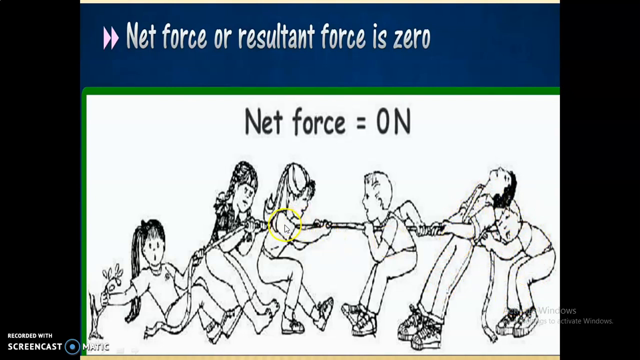Then we can assume that these girls here are pulling with a total sum of 15 Newton, 5 Newton, 5 Newton, 5 Newton. Nobody will win. It totally means that the forces applied by the boys will cancel out the forces applied by the girls. Thus, we have the net force, also called resultant force, to be equal to what? 0.